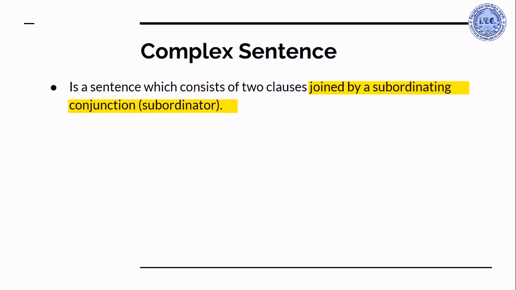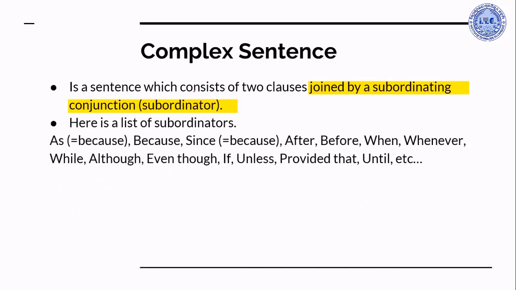Again, everyone, in a compound sentence, you join sentences by a coordinator. Coordinators are FANBOYS. But in a complex sentence, you join sentences by a subordinating conjunction, or you call it a subordinator. Most of you use them a lot already, but probably you don't know the names. So as, because, since, after, before, when, whenever, while, although, even though, if, unless, and so on, they are called subordinators. And when you use a subordinator in a sentence, that sentence is called a complex sentence.